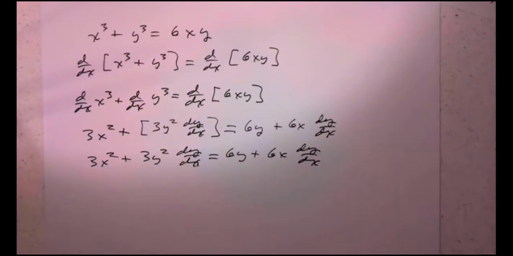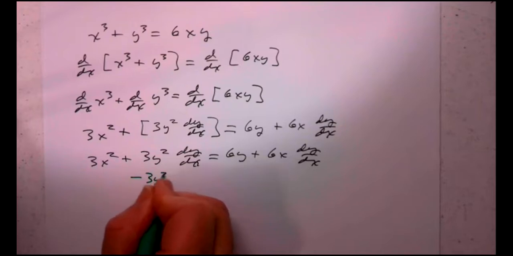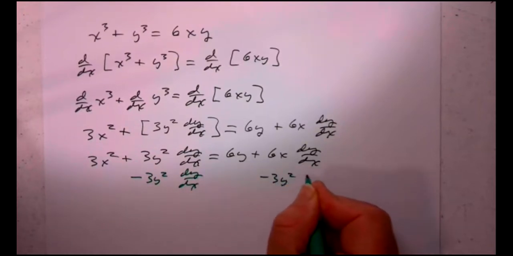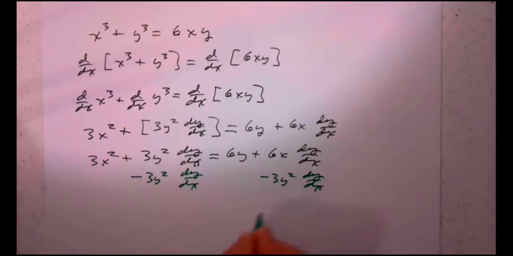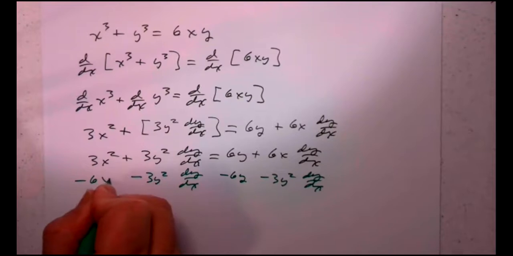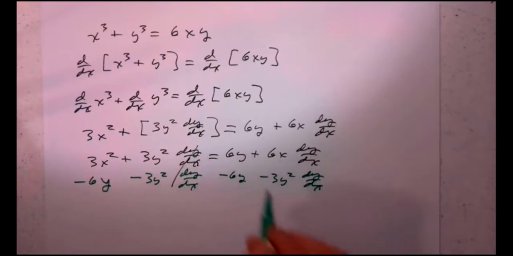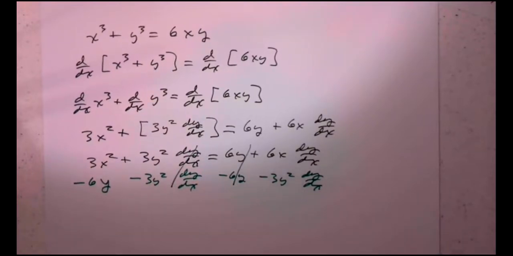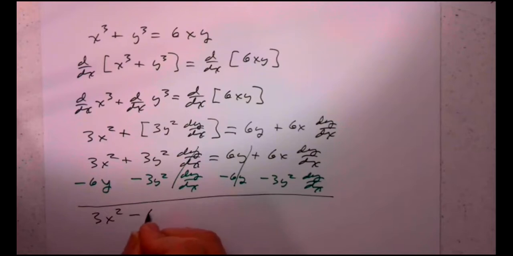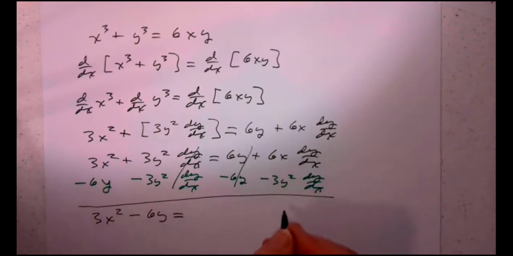Let's get all of the dy/dx's on one side. So I think I will subtract 3y squared dy/dx from both sides, and get everything else on the left, so I'll subtract 6y from both sides. And then we see what subtracts out. And where are we? 3x squared minus 6y equals 6x dy/dx minus 3y squared dy/dx.